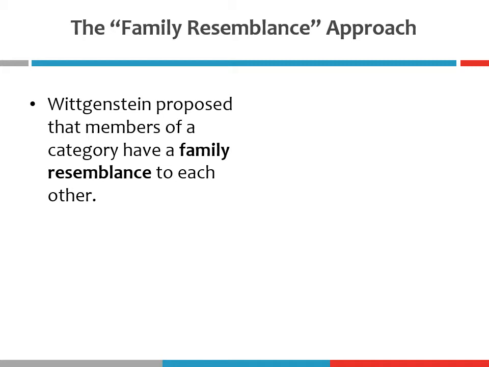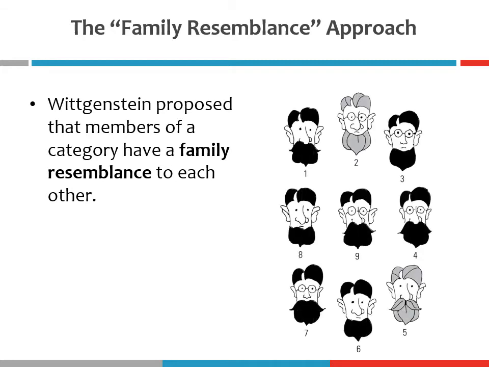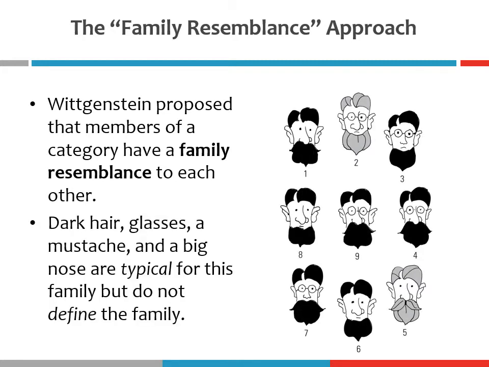Right. So again, Wittgenstein proposed that members of a category have a family resemblance to each other. We look at this particular family based upon their superficial or physical features. We see that dark hair, glasses, a mustache, and a big nose are typical of this family, but they do not define the family, right?